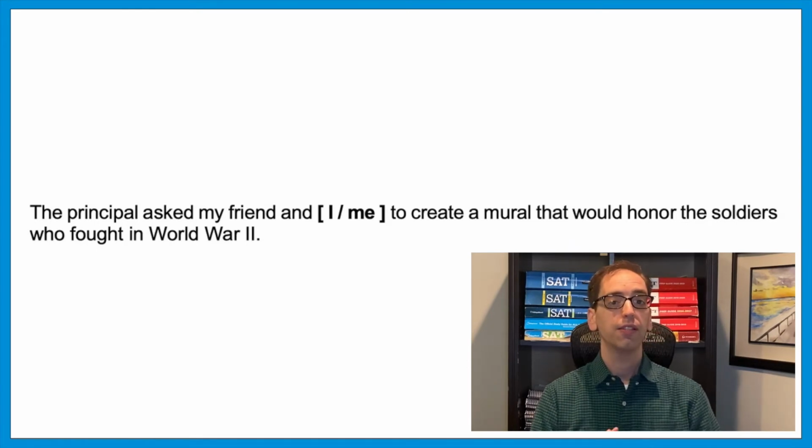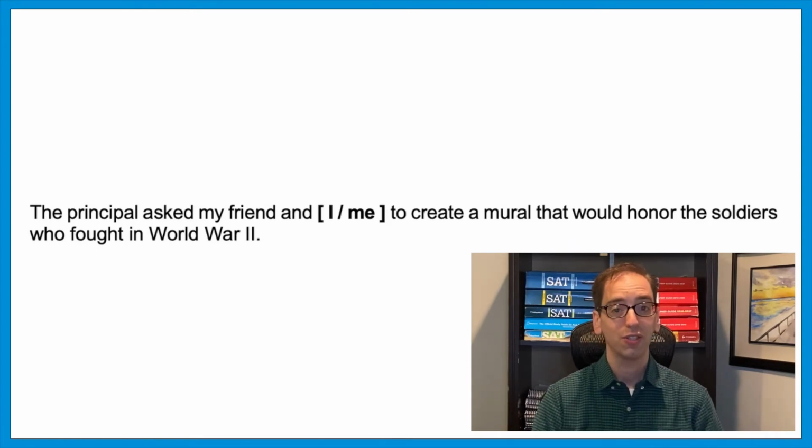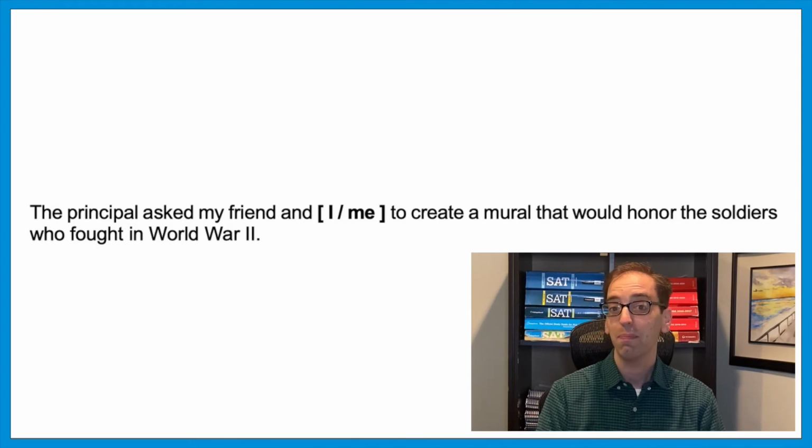Now let's pretend none of that made sense to you. Here's a great trick to determine the difference between a subject pronoun and an object pronoun. I'm going to read the sentence without the portion "my friend and". That's purposefully there to get in the way a little bit. Let's see how this sounds. The principal asked me to create a mural, blah, blah, blah. That helps you hear it much more clearly.